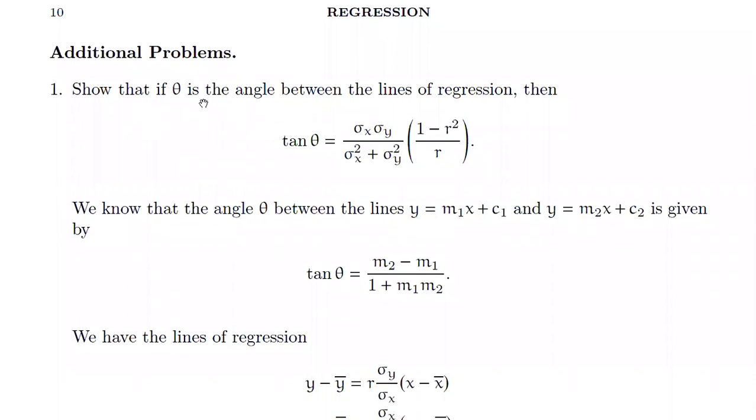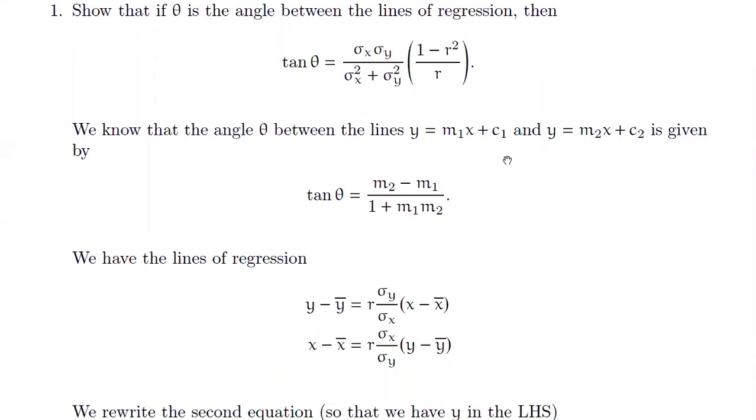Show that if theta is the angle between the lines of regression, then tan theta is equal to sigma x into sigma y divided by sigma square x plus sigma square y, multiplied with 1 minus r square divided by r, where r is the correlation coefficient.